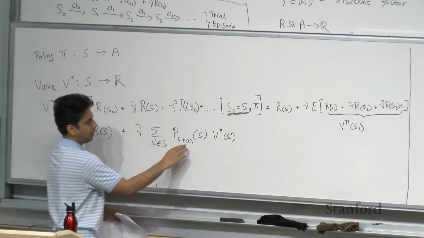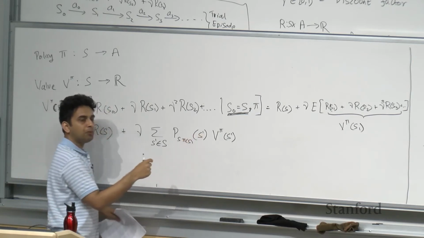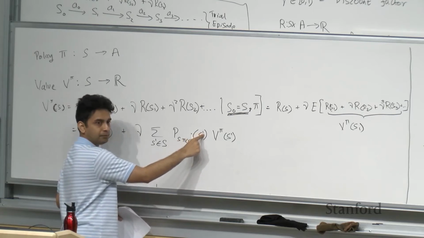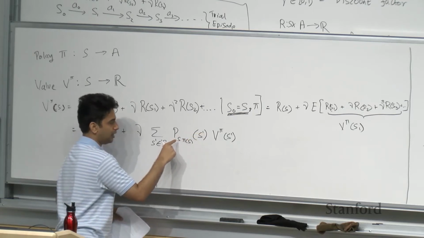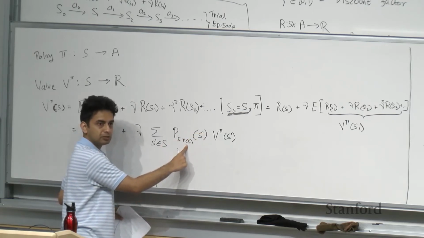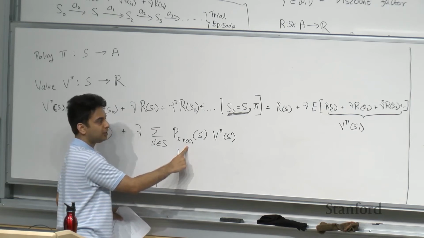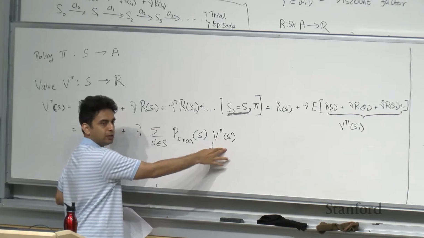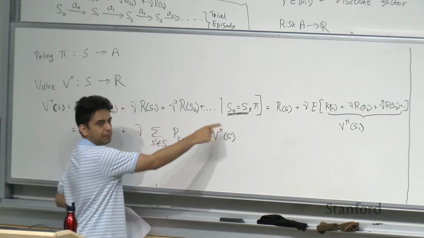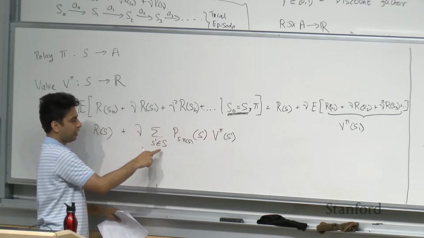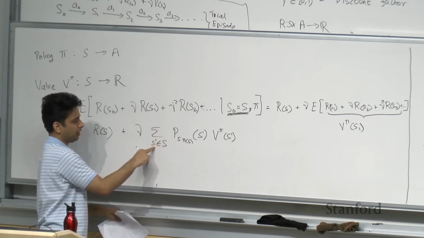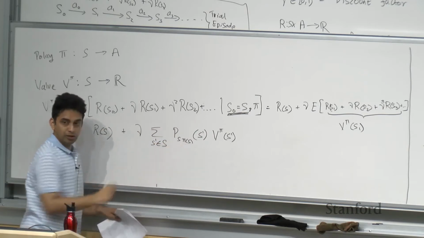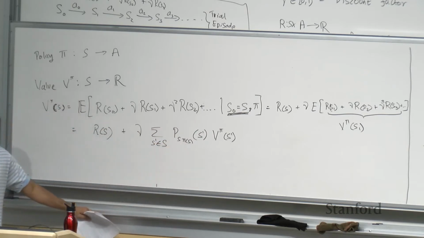So P_{SA} of S' tells you the probability of ending in S' if you were in state S and took action pi of S. Right? And depending on which state we end up in, we get an appropriate value out of it. And so this is just the expected future value of taking action according to pi of S. This question?